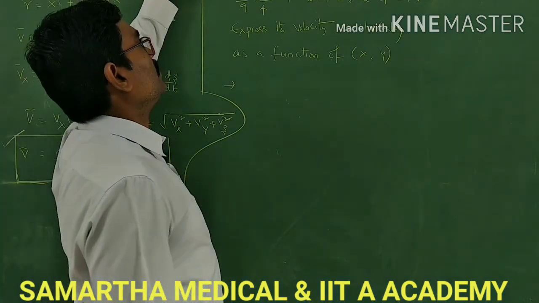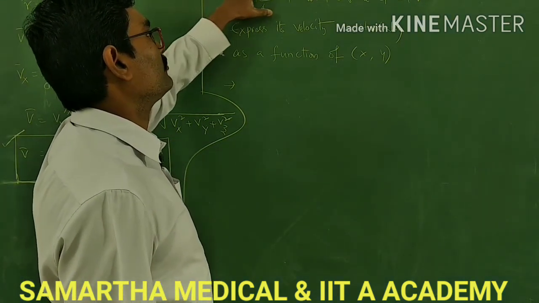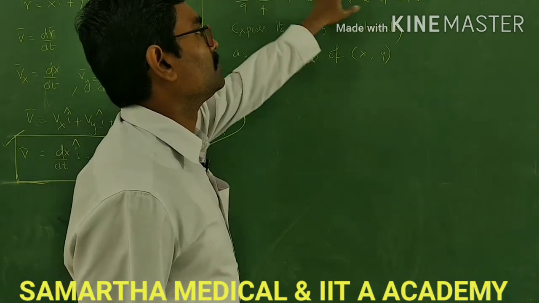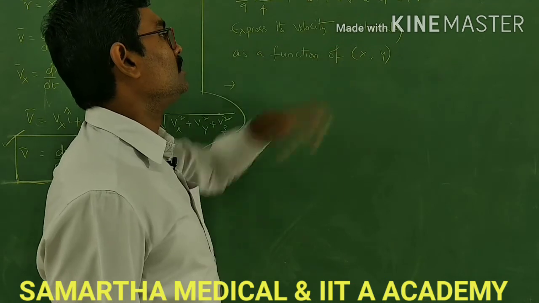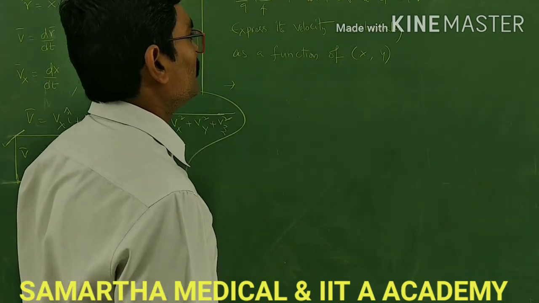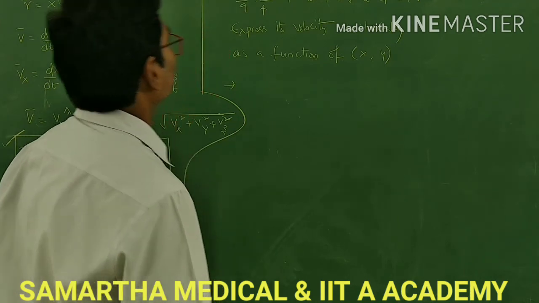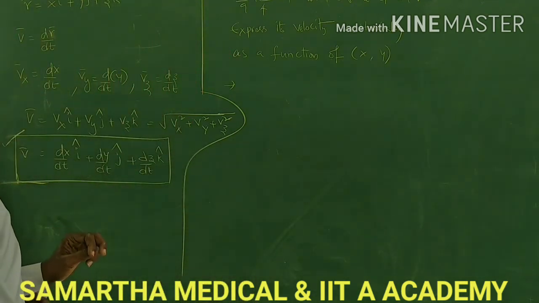See this question. A particle is moving along a curve x square by 9 plus y square by 4 equal to 1 with a constant velocity v, constant speed v. Express its velocity vectorially as a function of x comma y. So here, a particle is moving along the curve x square by 9 plus y square by 4 equal to 1.